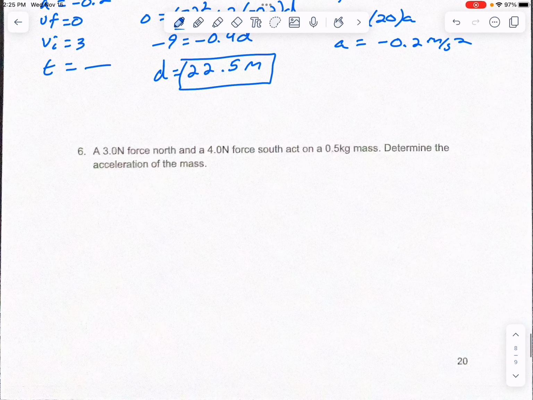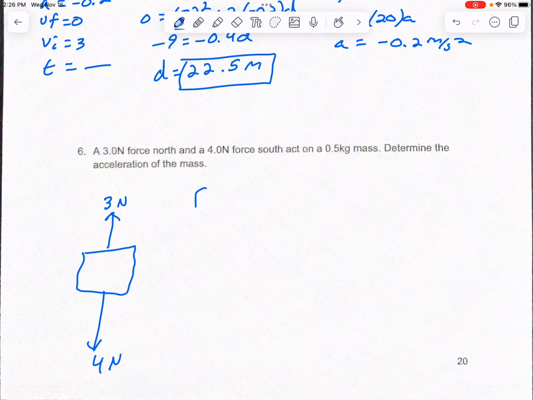Number 6, a 3 newton force north and a 4 newton force south act on a 0.5 kilogram mass. Determine the acceleration of the mass. So there is no DAFYT here, we're just dealing with forces and mass. What I'm going to do is illustrate this. So I have an object. I have 3 newtons going north, and I have 4 newtons going south.